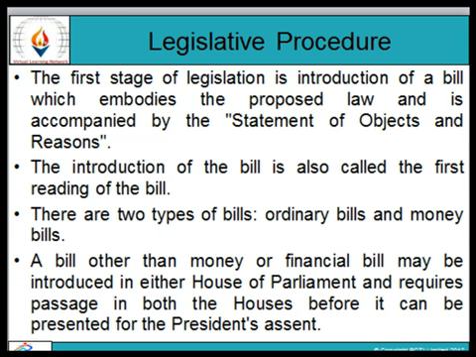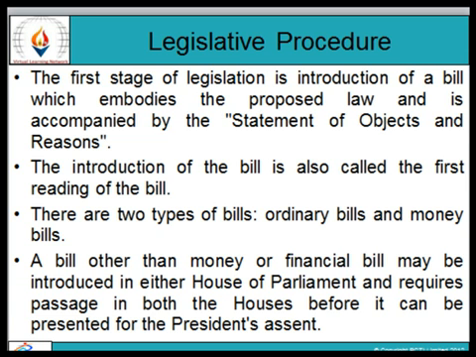Next is the legislative procedure. The first stage of legislation is introduction of a bill, which embodies the proposed law and is accompanied by the statement of objects and reasons. The introduction of the bill is also called the first reading of the bill.